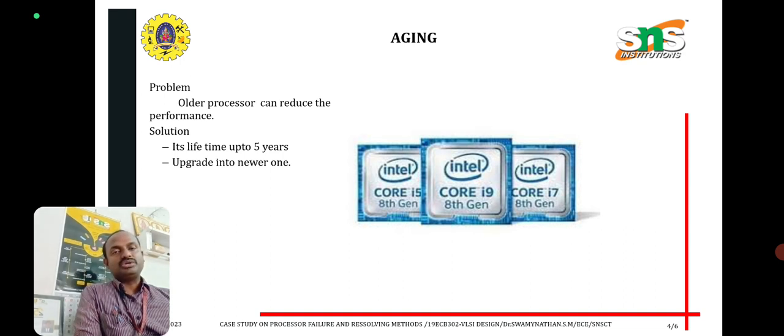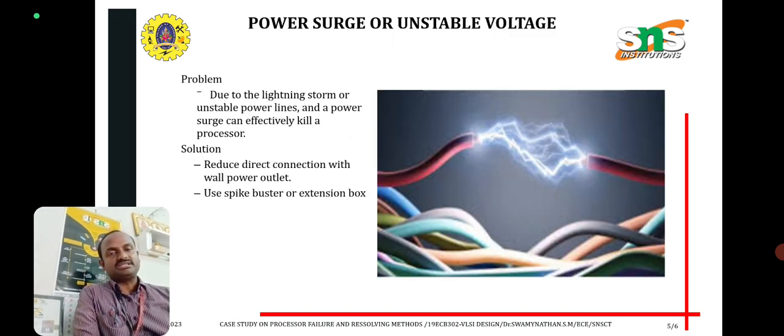So what solutions do we need to give for an aging processor? First, the lifetime is up to 5 years. Once you are using the processor, we can use it up to 5 years. Next, you need to update to a newer one. Suppose you are using an i5 processor, then after 5 years you need to update i5 into i7, next i9, and after that i11, based on nanometer technology.